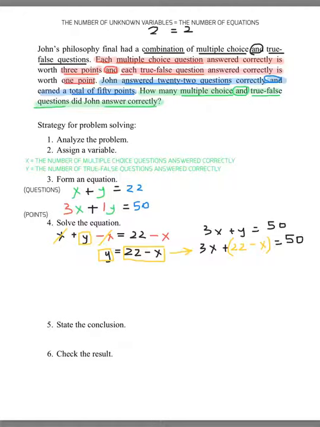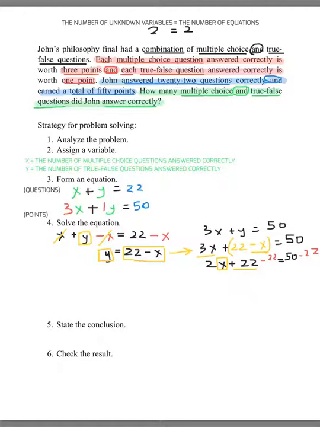So there we go. Now let's combine like terms. We're going to have a 3x minus an x, so that's going to leave us with a 2x, and then we still have plus 22, and that's equal to 50. Again, we want to get the x variable completely by itself. So first we're going to undo this addition of 22. The only way to undo it is by subtracting 22 from both sides. So let me go ahead and do so.